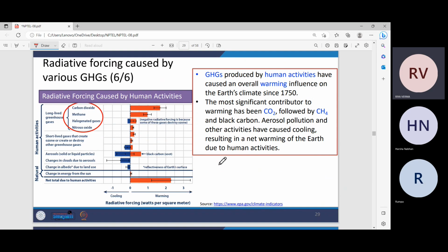These greenhouse gases produced by human activities have caused an overall warming influence on the Earth's climate since 1750. The most significant contributor to warming has been CO2, followed by methane. Basically, CO2 is the major pollutant that tends to increase the temperature of the Earth, and then it is followed by methane and black carbon.